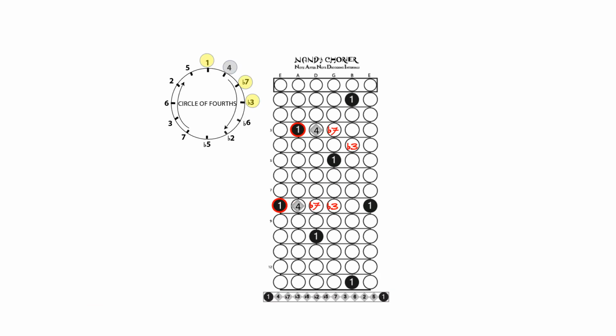1, 4, flat 7, and flat 3, the first 4 intervals on the circle of fourths, appear as adjacent fourths on the fretboard. Using this interval pattern as a visual guide, we can identify a minor or major third, a major seventh, or a major sixth chord tone in shell voicings rooted on the 6th or 5th string.